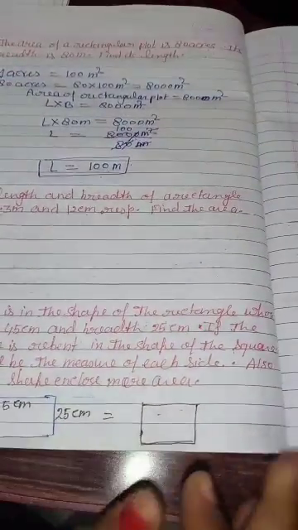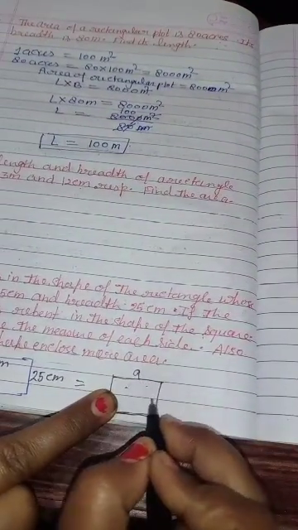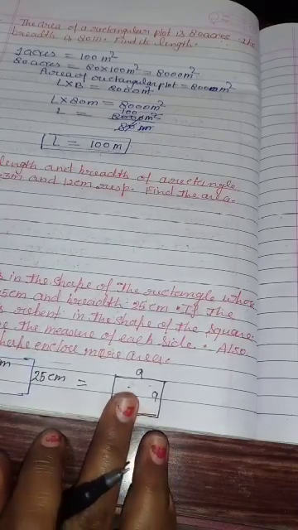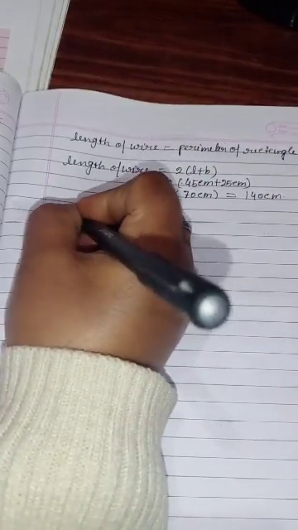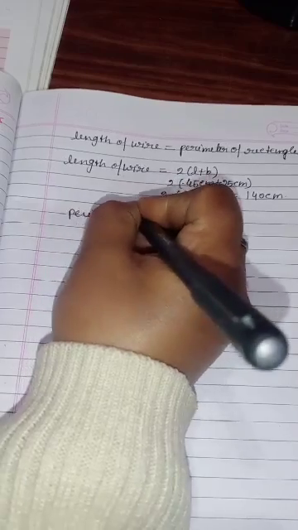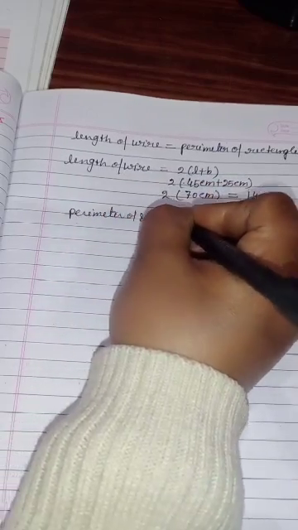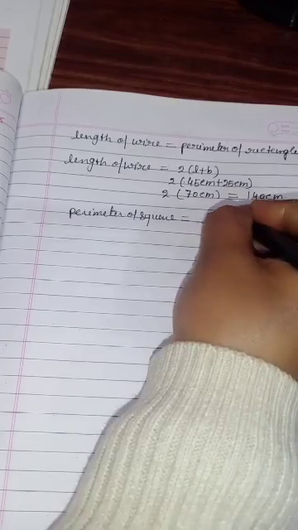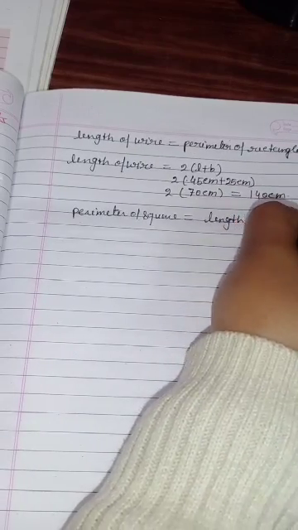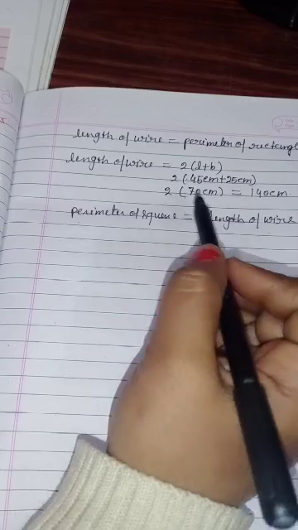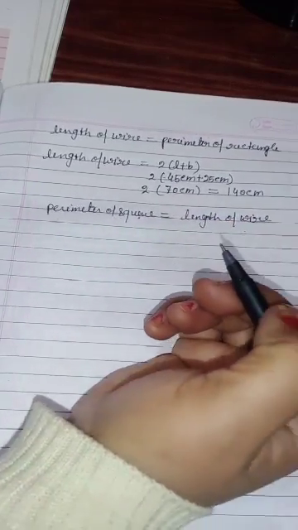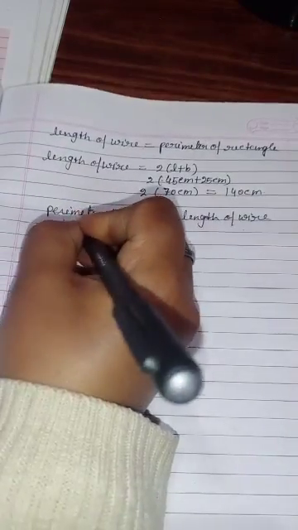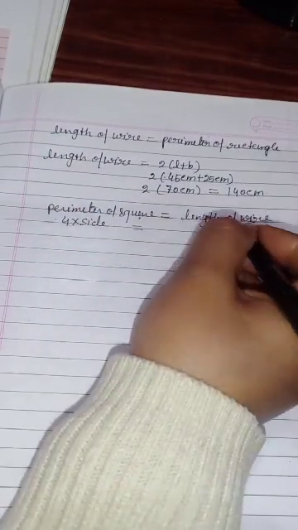Now the same length you are converting in the shape of a square. Suppose its side is A. So you know the formula for the perimeter of a square. The perimeter of the square is equal to the length of the wire, because the same length you are now converting in the shape of a square. So the perimeter of a square, 4 into side, is equal to the length of the wire.